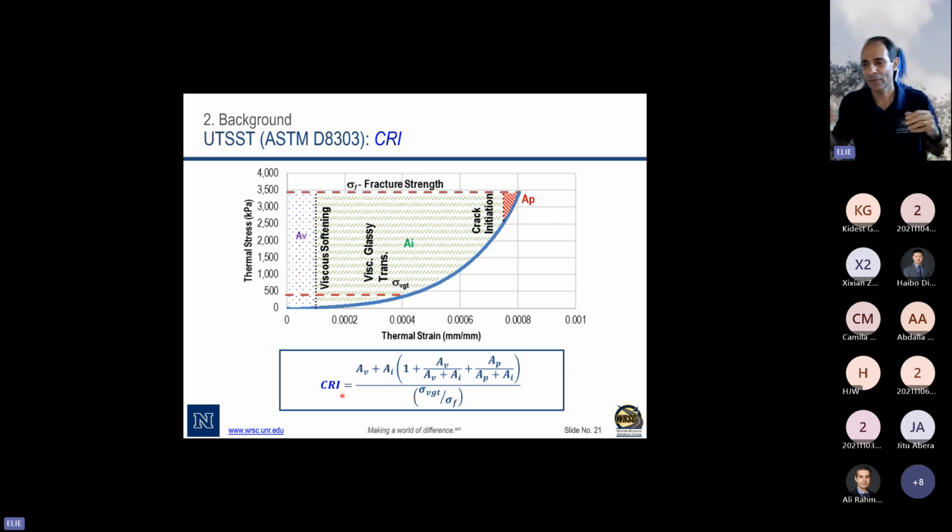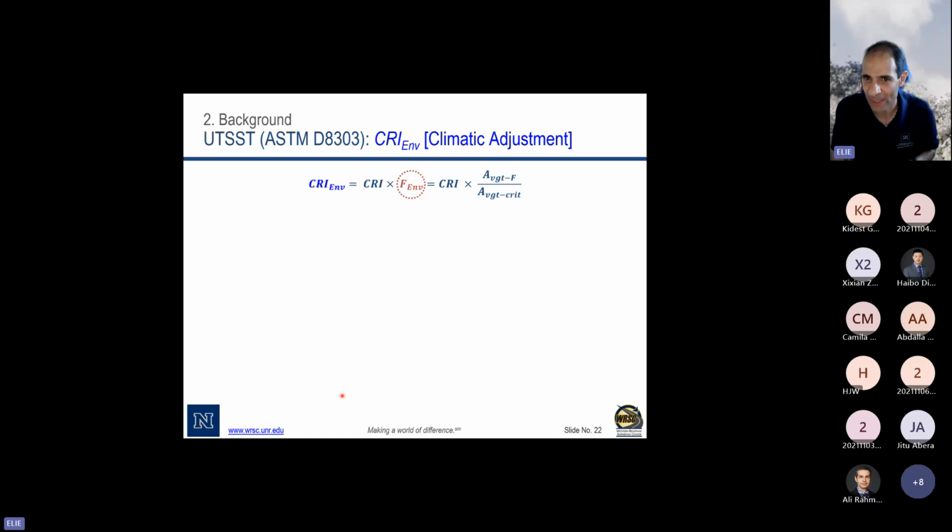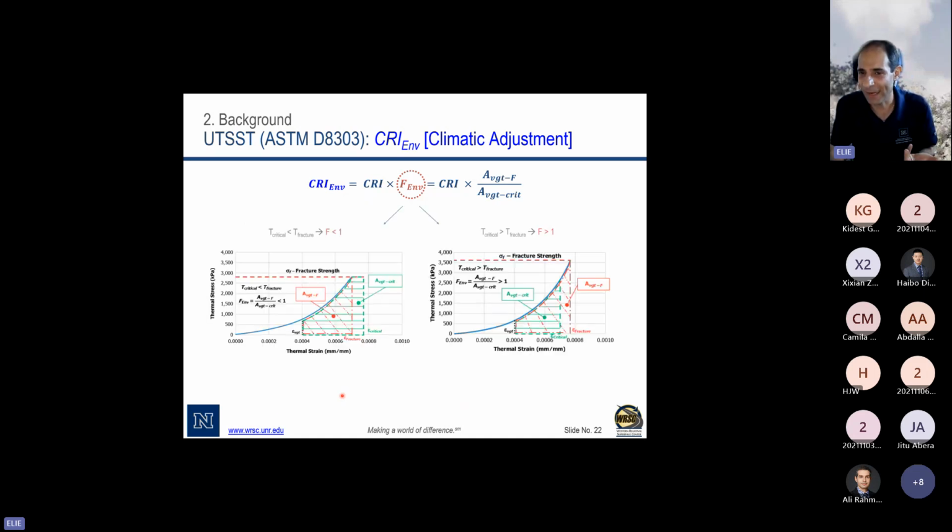Why? Because if you give me a mix and I measure the test, I can tell you what that cracking resistance index is. But I cannot tell you if this mix is good to use in location A or location B, or in Reno or in Vegas, or in your location. So we need some kind of climate adjustment factors. And what are those environmental factors?